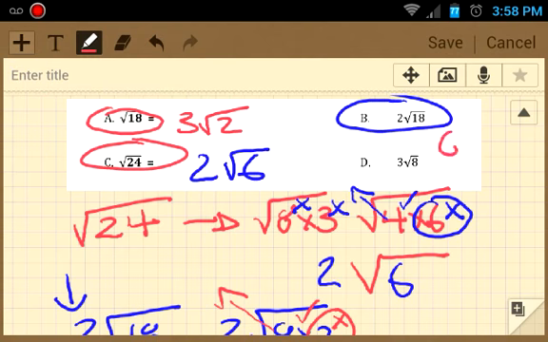Okay, I hope that makes it easier. You're only responsible up to this part for the assignment. You're not going to be doing any questions where you're multiplying or dividing yet, or adding, subtracting roots. So I hope this helps. If you have any more questions, you can email me.